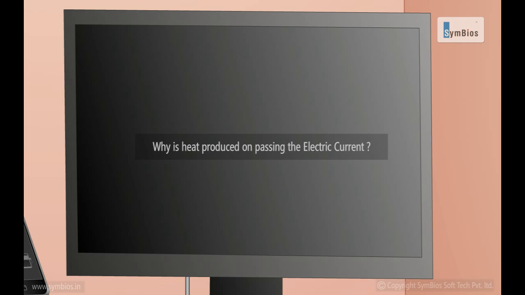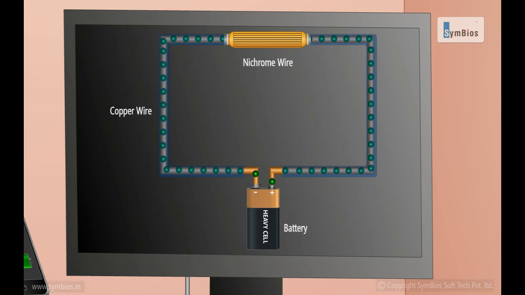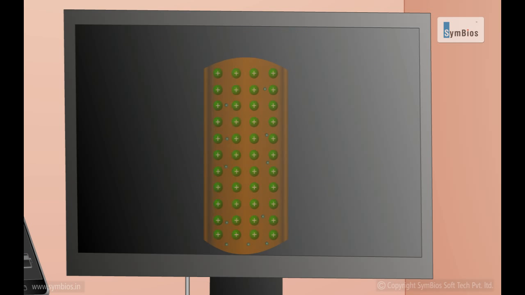Why is heat produced on passing the electric current? Let us understand this with the help of a circuit with a battery, conducting wires made up of copper and a resistor made up of nichrome. When the current is passed in the circuit, the nichrome wire is heated red hot, while the copper wire is hardly heated. To know why this happens, we have to compare the structures of the materials.